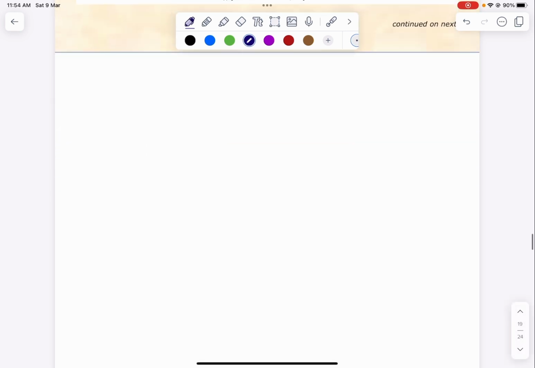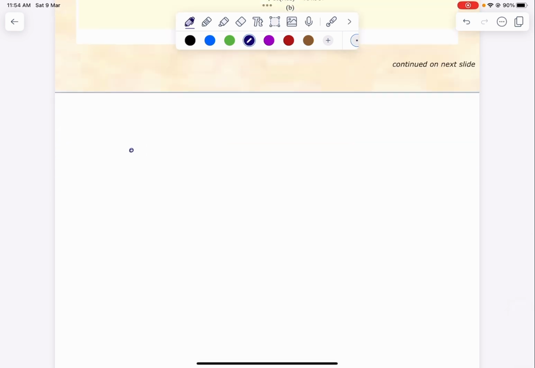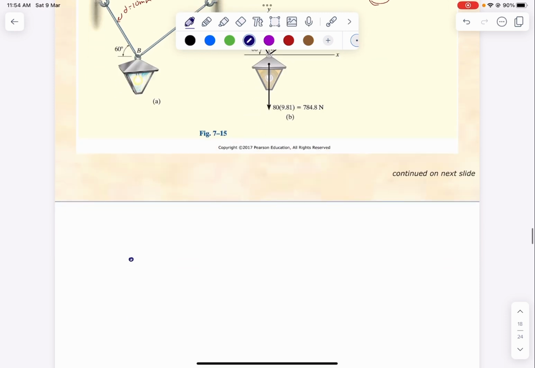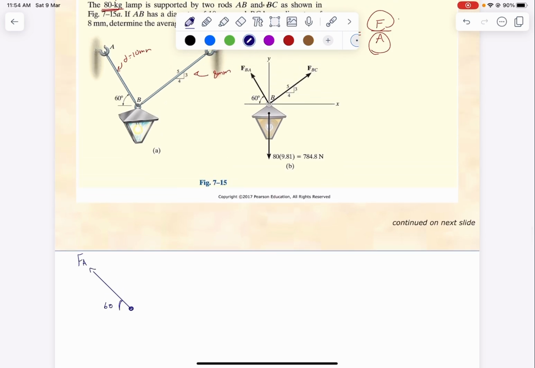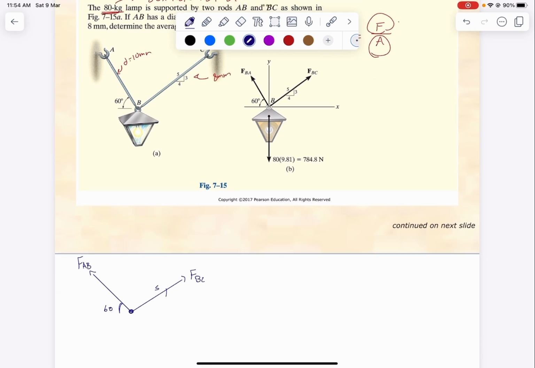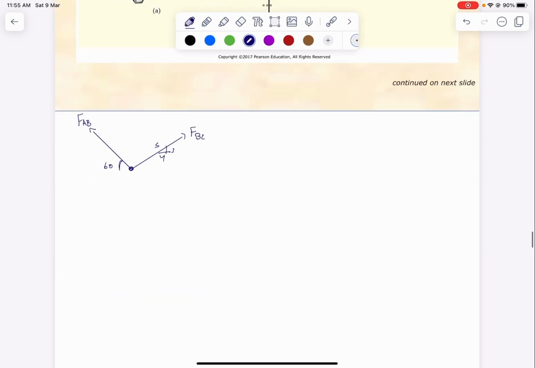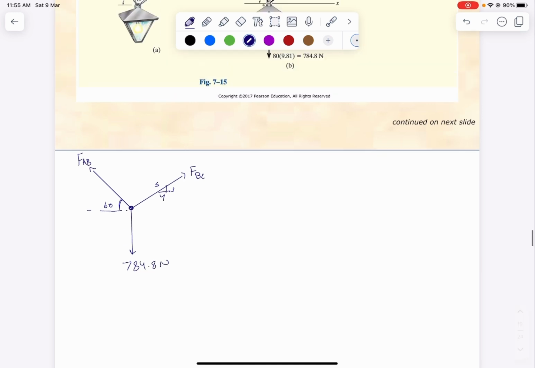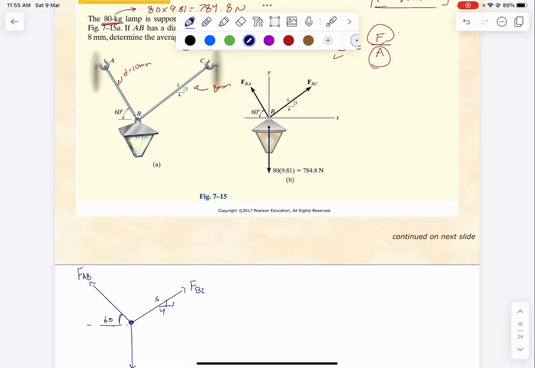Okay. So I have this object, or rather this point, and here this one is 60 and I will call it FAB, and this one is FBC, and here we have 5, this one is a 3 and this one is 4, and here we have the force or the weight we found, 784.8 newtons. Now we will need to determine the forces.